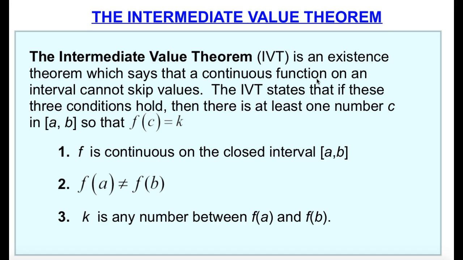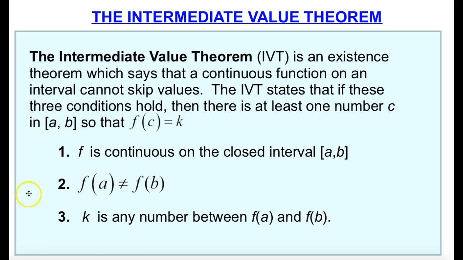So the intermediate value theorem states that if these three conditions hold, then there is at least one number c on the interval a to b, this continuous interval that we're talking about, so that f of c equals k. So let's jot down these three conditions, and then we'll take a look at visually what this is saying. The three conditions are that our function is continuous on a closed interval. That's actually pretty key. The word closed interval. We have to be including the endpoints.